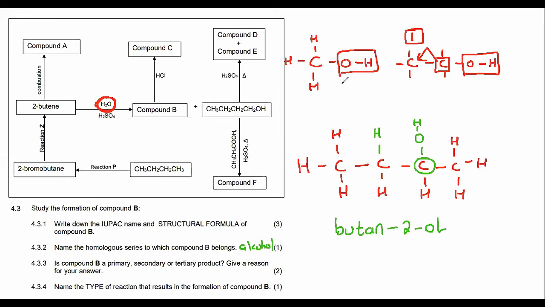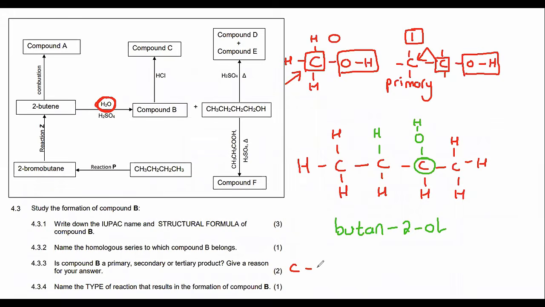Then you look at the carbon that is touching that one, which is this one. And then you see how many carbons are touching this one, but that is 0. If the answer is 0 or 1, then we call that primary alcohol. Okay. Let's quickly look at another example.